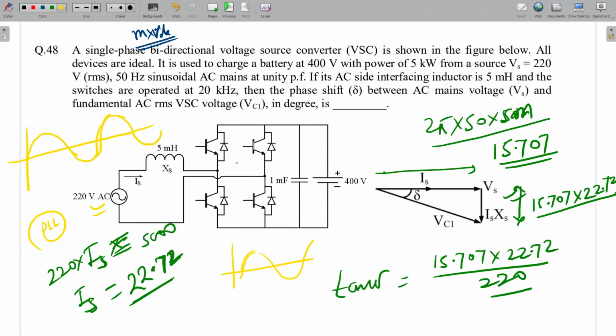So this is 0, and this will be minus delta. This is Vs angle 0, then here it will be Vr angle minus delta. Then only power flow will happen between these two voltage sources. Is it clear? Yes, sir. Okay, so how much value are we getting for delta?